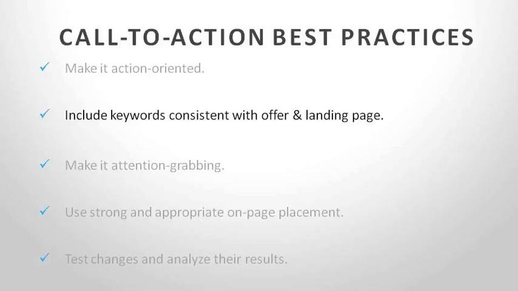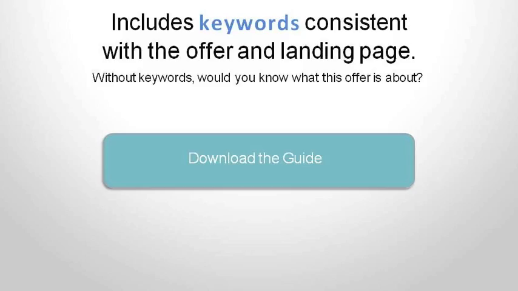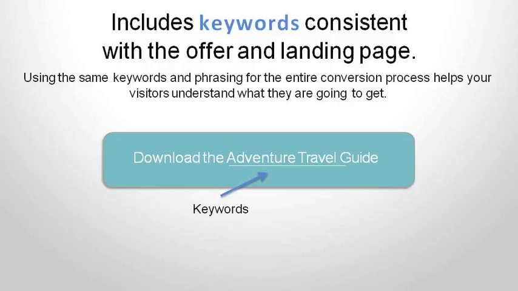While we're on the subject of CTA text, remember to use keywords that are consistent with your offer and landing page. Now, without keywords, would you know what this offer is about? This doesn't describe the guide at all. Using the same keywords and phrasing for the entire conversion process helps your visitors understand what they're going to get as they navigate from the CTA to landing page.